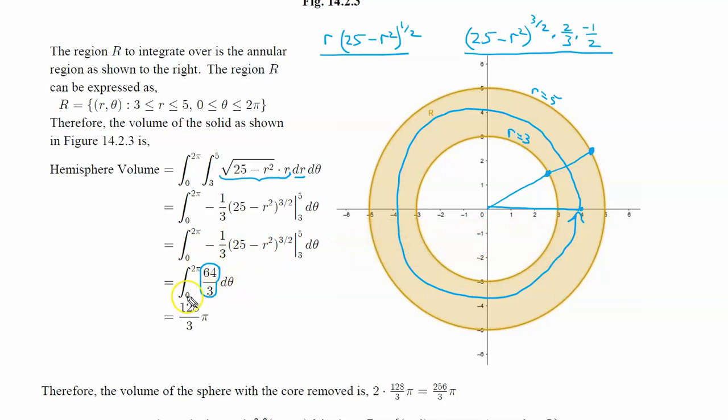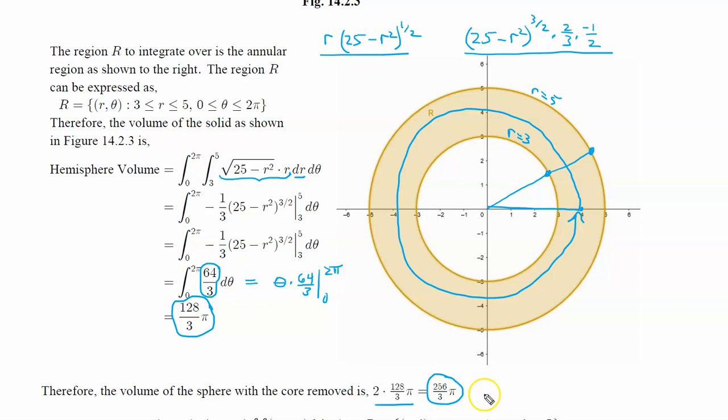And then we just have to integrate this from 0 to 2 pi with respect to theta. Well, of course, this is just going to be theta times 64 over 3 evaluated from 0 to 2 pi. Put 2 pi in here for theta, 0 in here for theta, subtract, and there's your answer. Now, of course, we only found the volume of the upper hemisphere with the hole of radius 3 cored through it. So if we want the whole sphere, we need to multiply this by 2. That's what we have right here, and there is our answer, 256 over 3 pi.